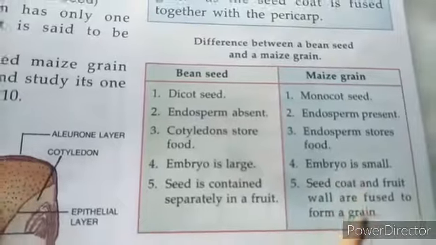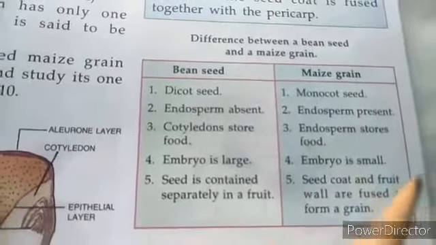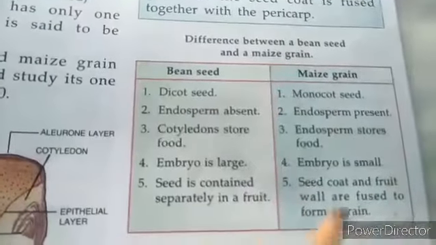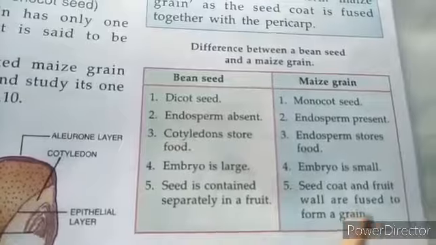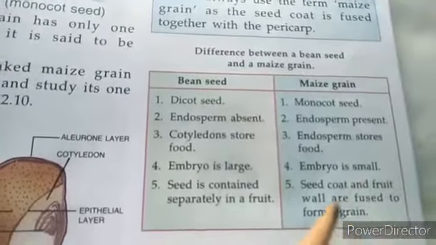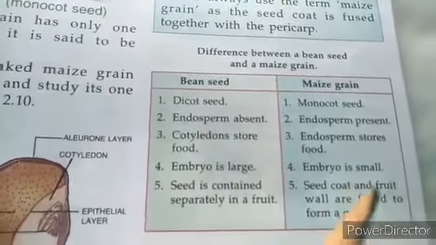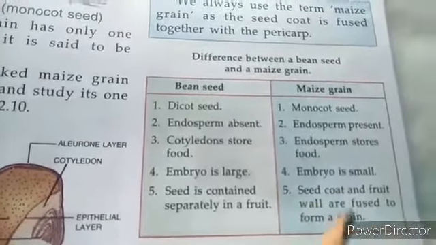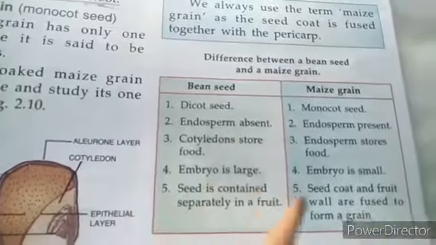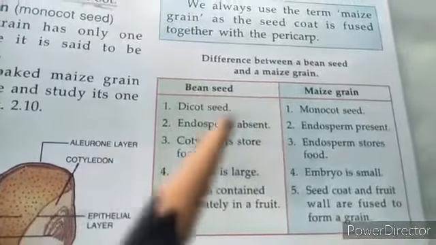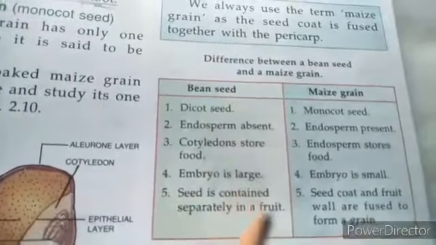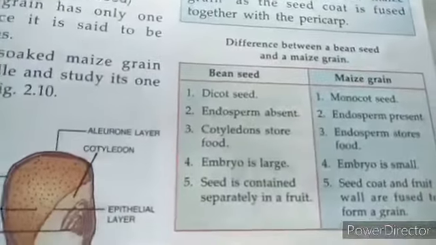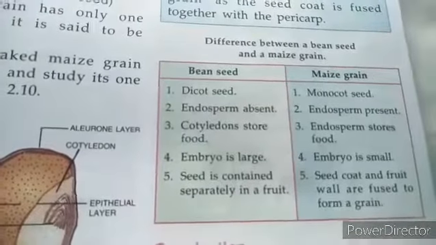So here it is very difficult to find the separation of the fruit from the seed, because the seed coat and the fruit wall are fused. Fused means they are connected, they are joined. They are so fused that we cannot find any separation between the seed and the fruit. Whereas here we can find a distinctive separation in the case of a dicot seed, because the seed is contained separately in a fruit.